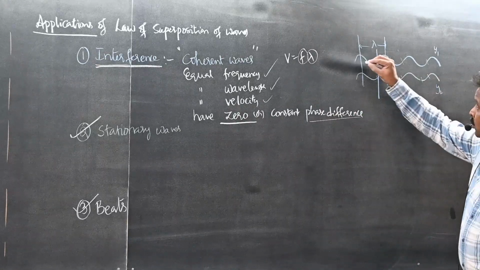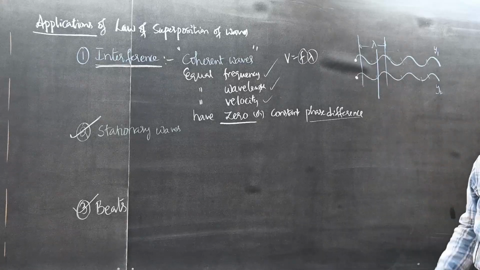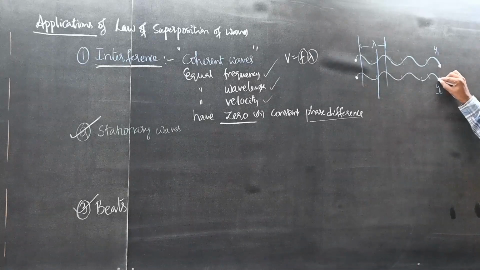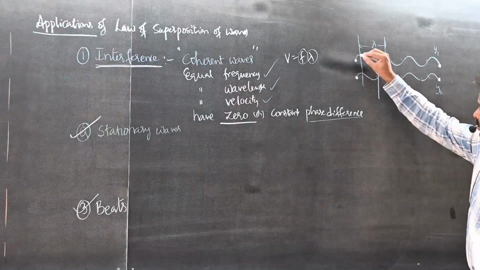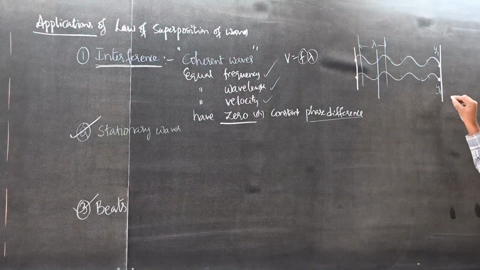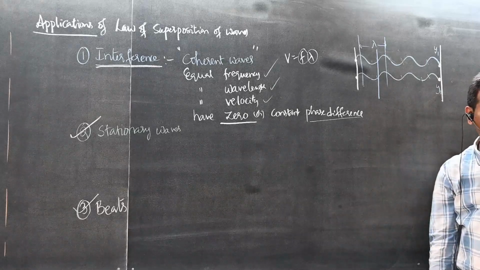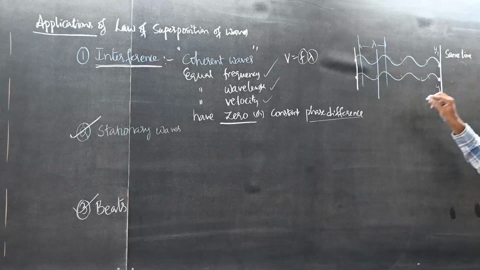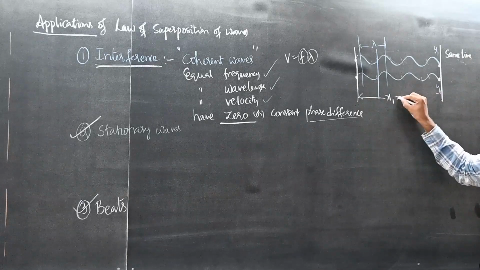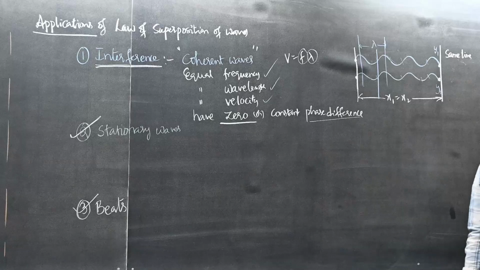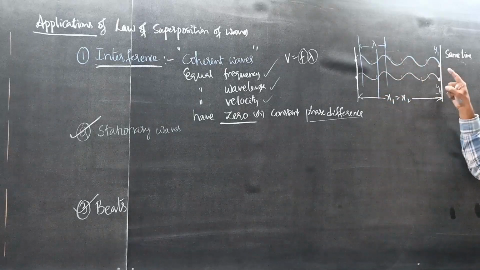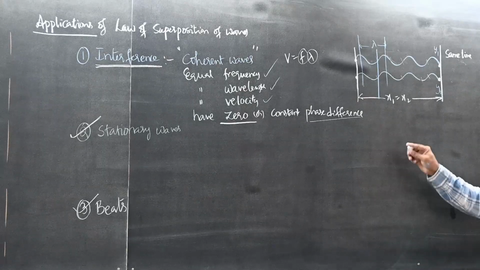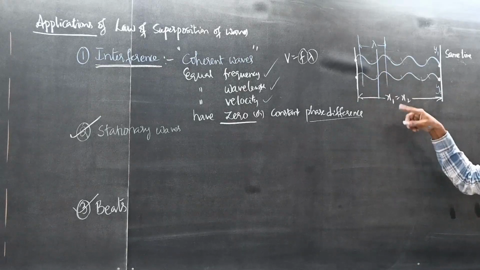Zero. Both are starting from the same point. After some time, both are ending at the same point. These are the starting points. These are the ending points. In the same time. So can I say x1 is equal to x2? Distance traveled by the first wave is equal to distance traveled by the second wave. Understood? So what is the path difference between the two waves?